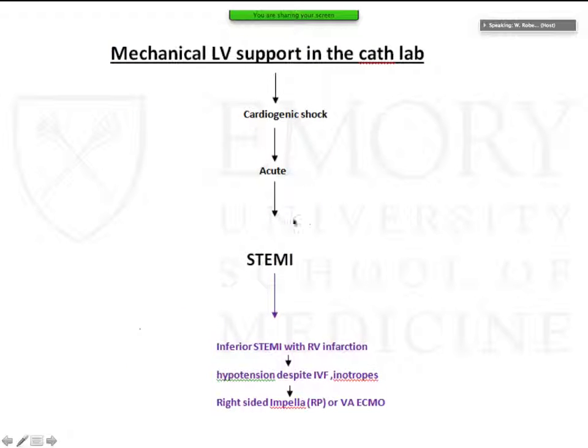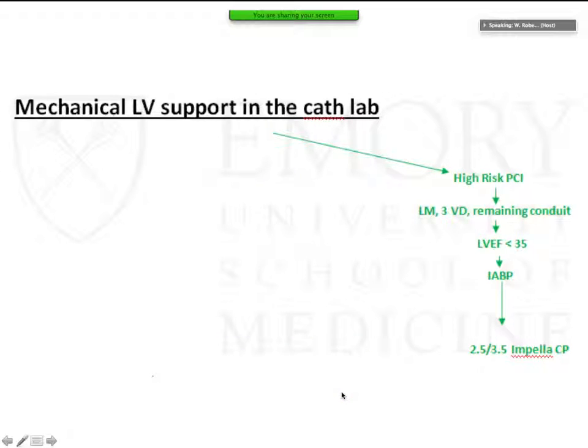If you have cardiogenic shock due to inferior STEMI with RV infarction and the patient is hypotensive despite IV fluids and inotropes, consider the right-sided Impella, which has just been released, or a VA ECMO. A balloon pump does not work in this situation because it's a right-sided infarct.